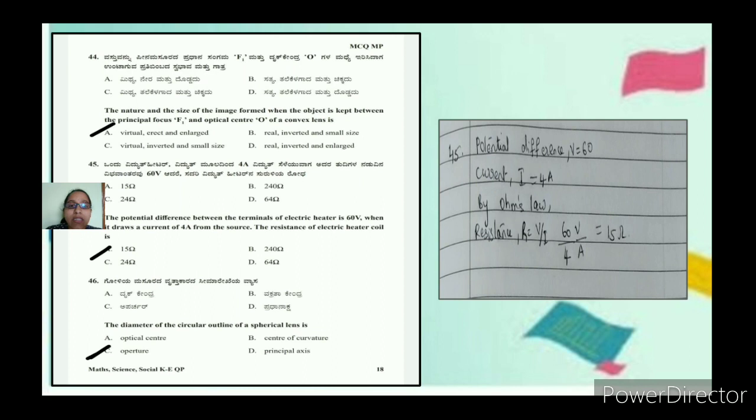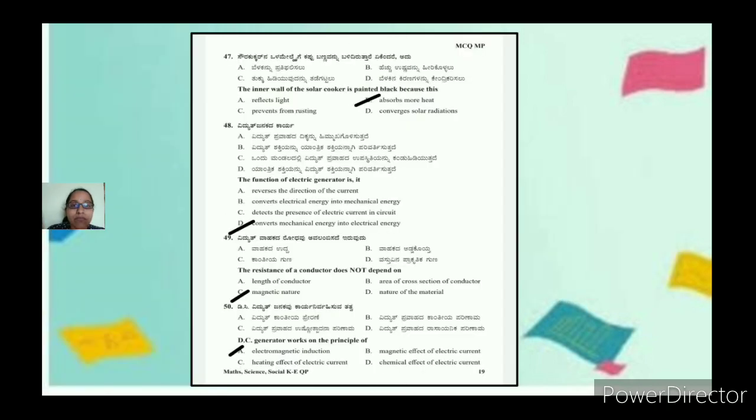Next question. The diameter of circular outline of a spherical lens is called as aperture. Next question. The inner wall of solar cooker is painted black because it absorbs more heat and the cooking gets faster.